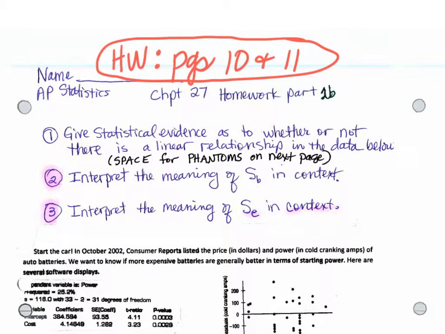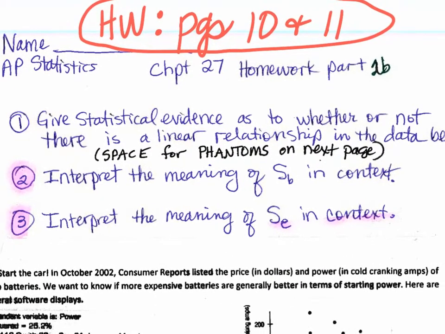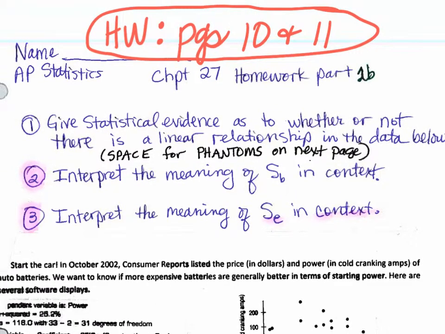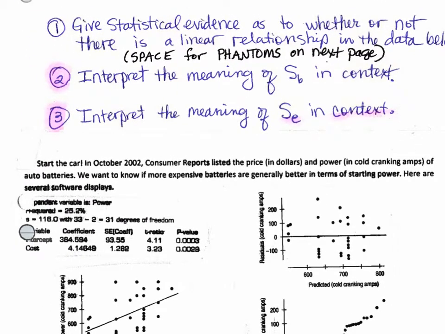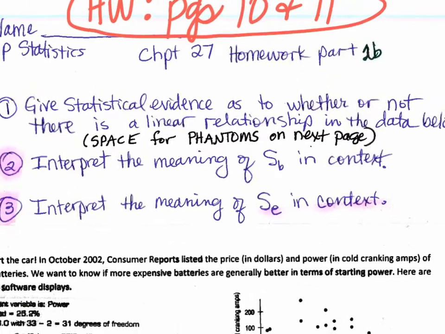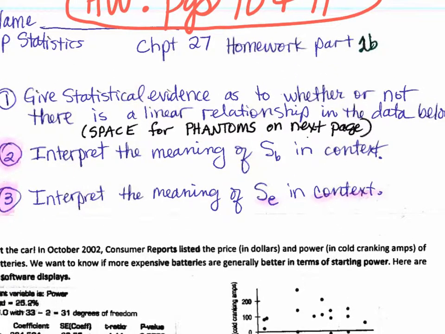So we are going to do notes on page 4 here in a second. But I wanted to talk to you about what I'm hoping we can accomplish, or I'll tell you the 3 things that we're going to focus on this class period. Your homework will be this Chapter 27 homework part 2B, where you are asked to look at this computer printout and give statistical evidence of a linear relationship.